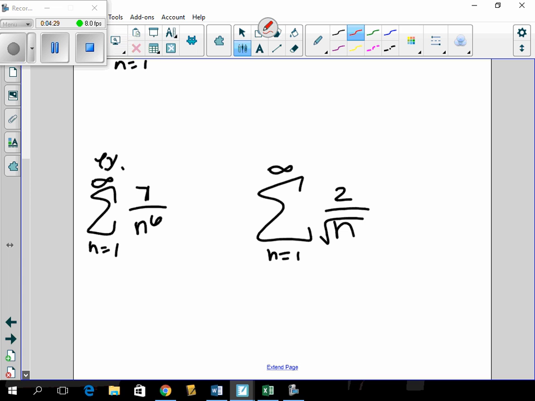We're not going to list out any terms because we should feel comfortable with that by now. But the sum of terms from n equals 1 to infinity of 7 over n to the 6th. This is a p-series because that 6 is going to be my p. So I'm taking n to the power, and that n is in the denominator. This second one might not look like a p-series, but it is. I'm going to go ahead and rewrite this as 2 over n to the 1/2. So when we're dealing with p-series, we can have whole numbers for our p's, but we can also have fractions. And so that n to the 1/2 still counts as a p-series. So both of these are p-series.